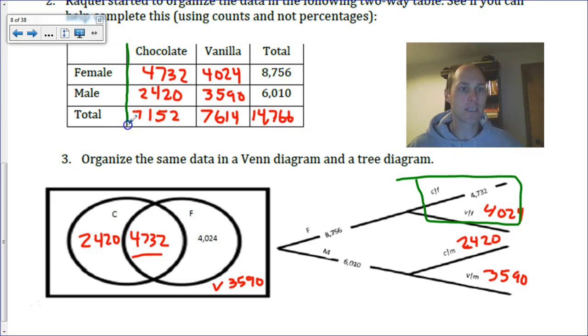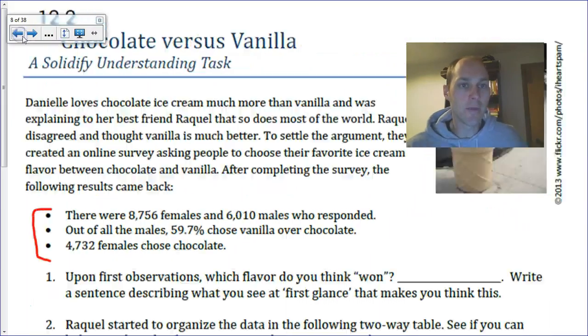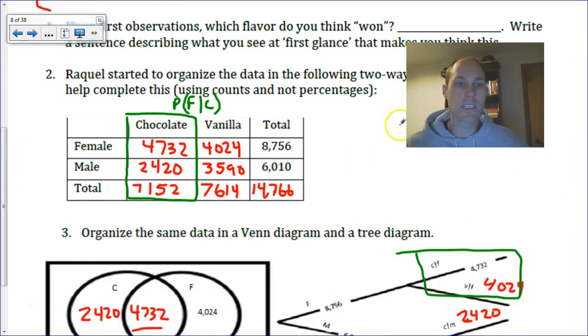Out of chocolate, how many that chose chocolate were female? Well, 4,732 out of 7,152. So that would be the probability of female, given that they chose chocolate. And that was one of those that I hadn't listed up there before. But the two-way table helps with those, it's easier to see those.